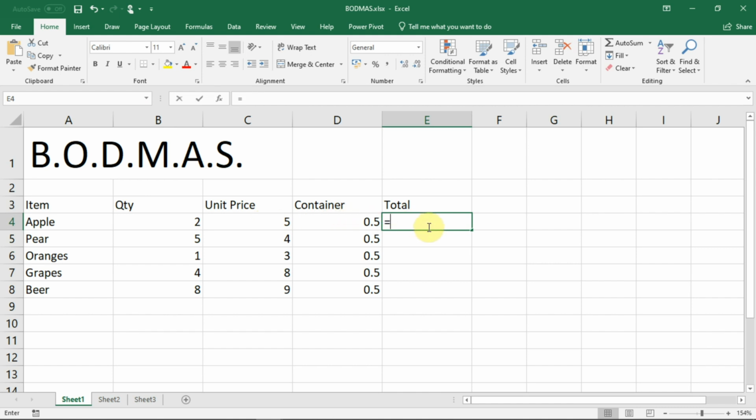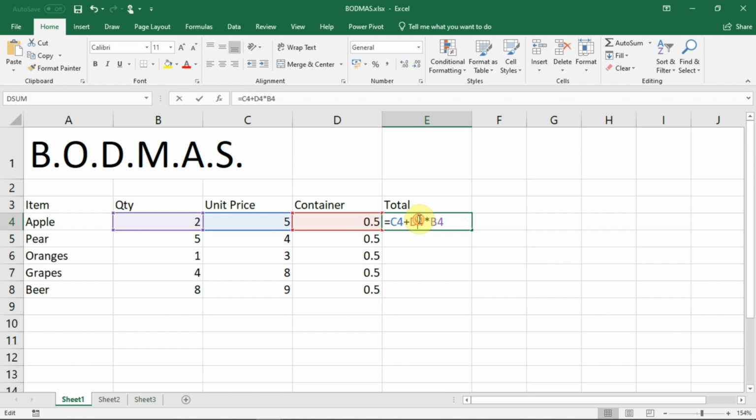So if I do my formula without any understanding of BODMAS, I would go for something like this. My unit price plus my container price. If I press enter, that's going to give me 5.5. Then I might say multiply the 5.5, well, in my head this is what I think is going to happen, by the 2. So I'm expecting this to come up with 11. Now if I press enter, can you see it says 6? And you think, what's going on there?